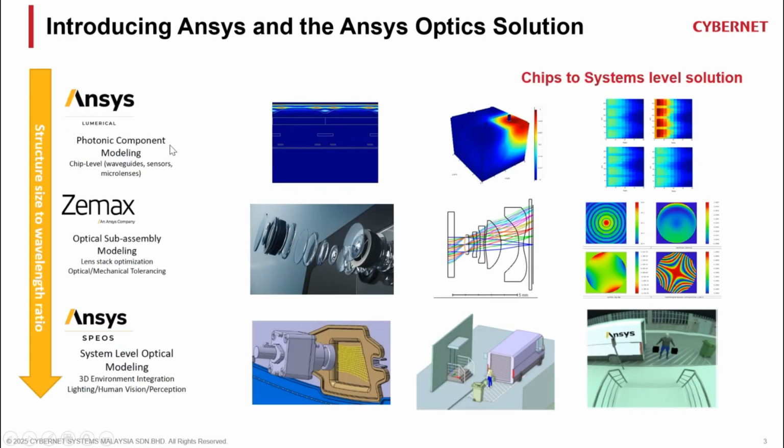So first will be the introduction to Ansys. In Ansys, we have three solutions under the Ansys Optics solution. The first one is Ansys Lumerical. This tool is focused on photonic component modeling. Most of the designs are at the chip level, for example, the waveguide, the sensor, and also the microsensors. On the left are some examples. First is the internal reflection modeling in FDTD, and second is the CMOS sensor design.